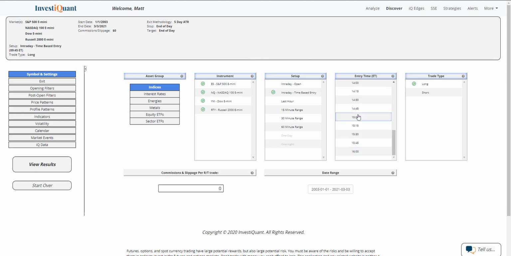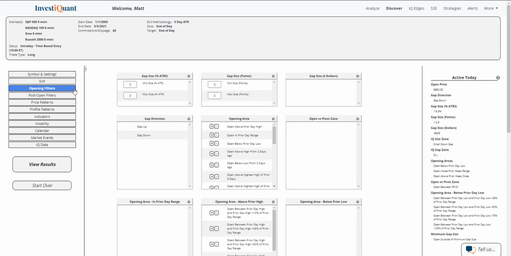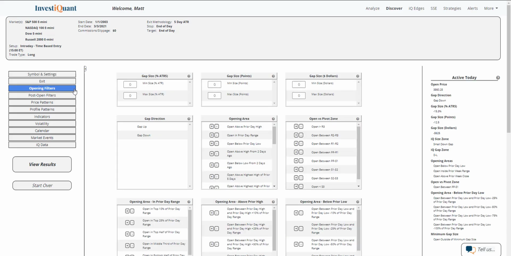What we're going to be looking at is entering the market long at 3 p.m. Eastern Time and exiting at the close of regular trading hours, which is 4:15 p.m. Eastern Time. And the pattern that we're going to be looking at specifically is based upon opening lower on the session. So that's called a gap down, and you can find that in the opening filters library under gap direction and gap down.